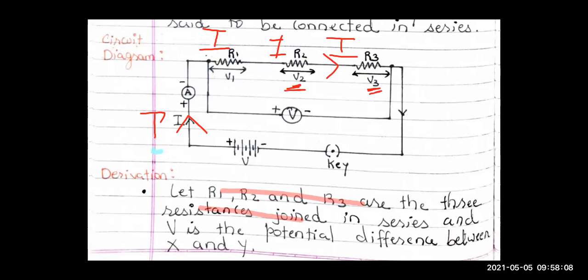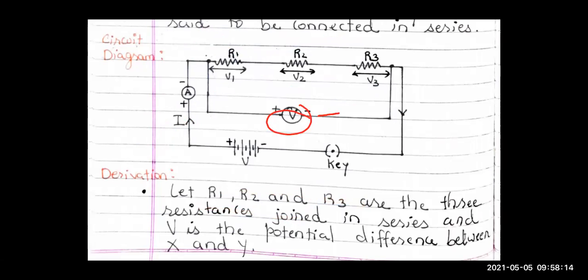Okay, so here we can write that V equals to V1 plus V2 plus V3, right? The total potential difference V is equals to V1 plus V2 plus V3.